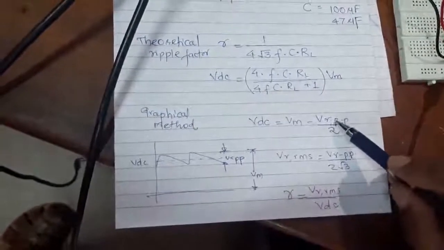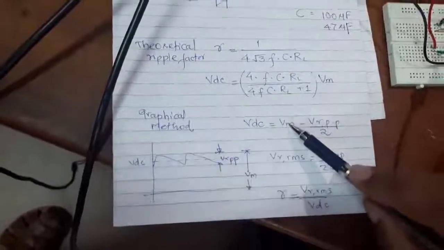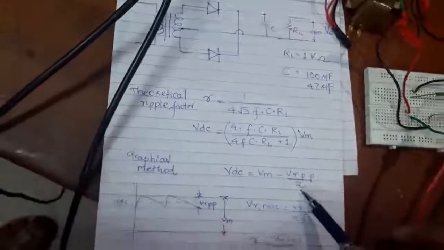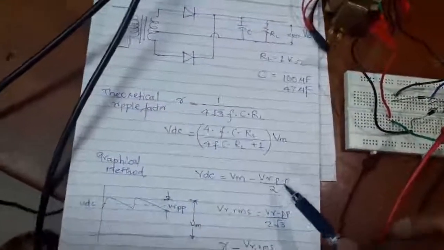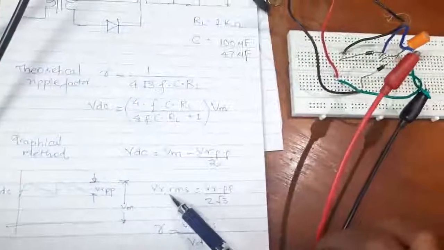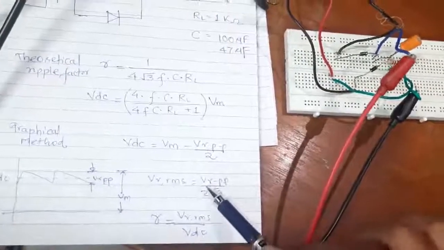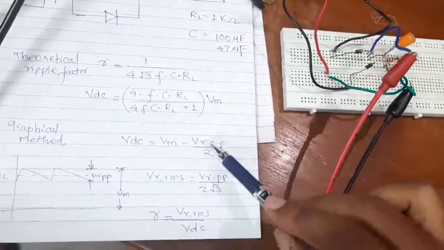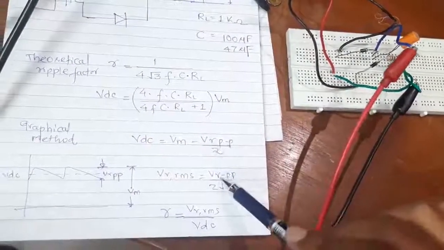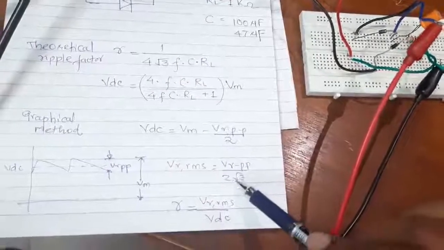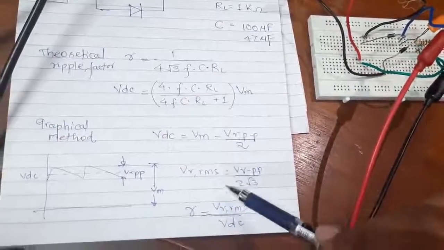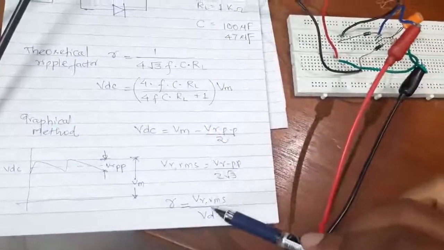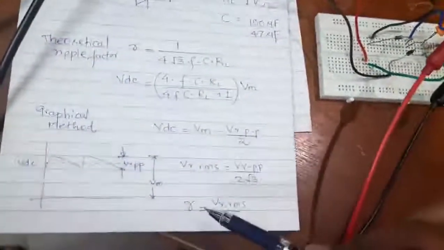You substitute that value over here. We have already calculated what is VM. You can calculate VDC using this formula, VM minus VR peak to peak by 2, with the values that we got. Next is VRMS. It is nothing but VR peak to peak divided by 2√3. We already got VR peak to peak here. Substitute it and find VRMS, and then whatever values you have got for VRMS and VDC, substitute them over here and get the ripple.